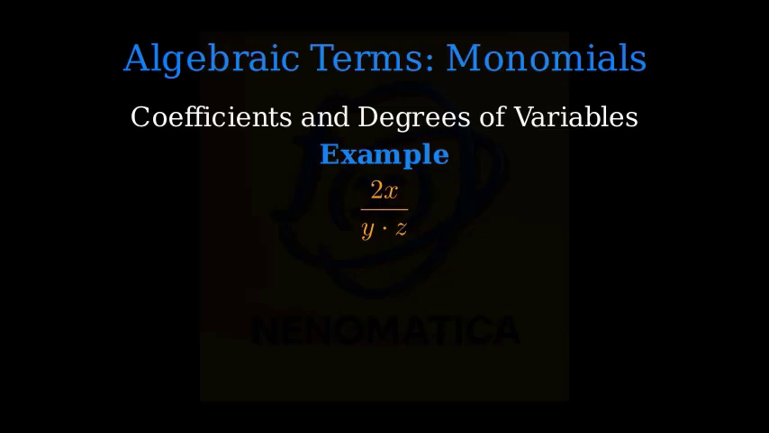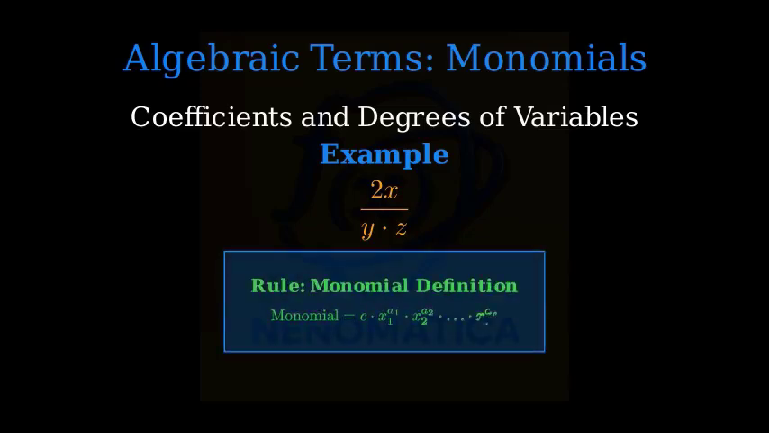First, let's understand what a monomial is. A monomial is a product of numbers and variables with non-negative integer exponents. Examples of monomials include 5x, 3xy, 7x squared y cubed, and so on. However, if an expression contains division by a variable or negative exponents, it is not a monomial.